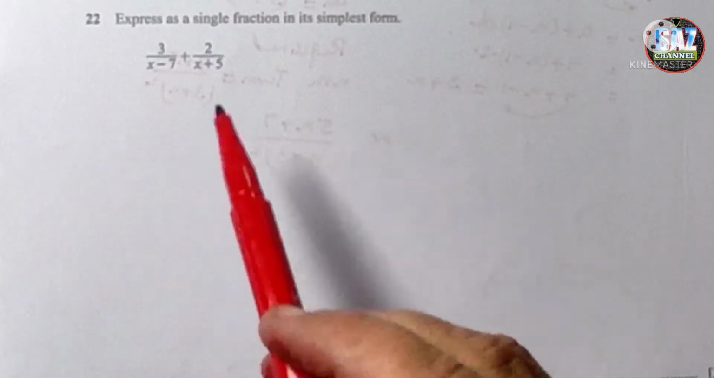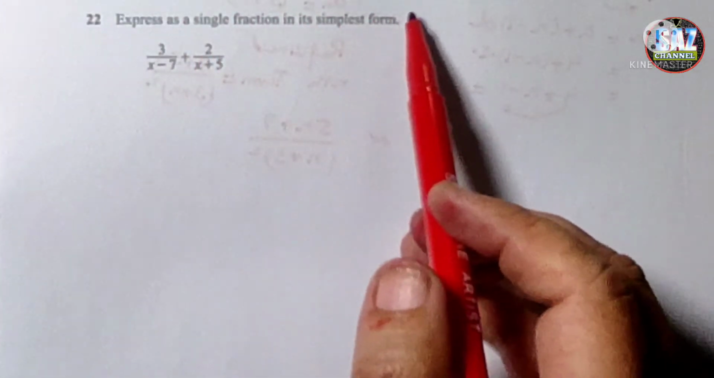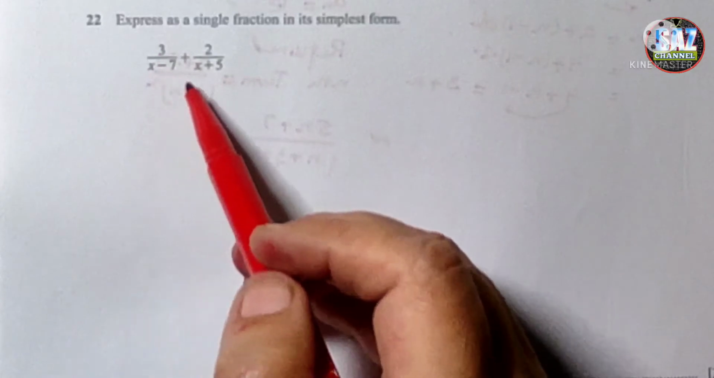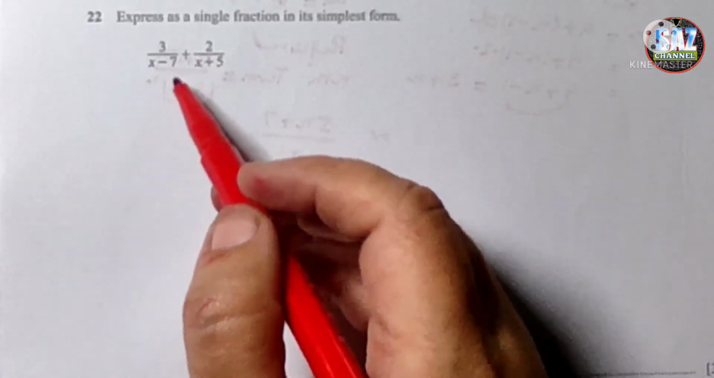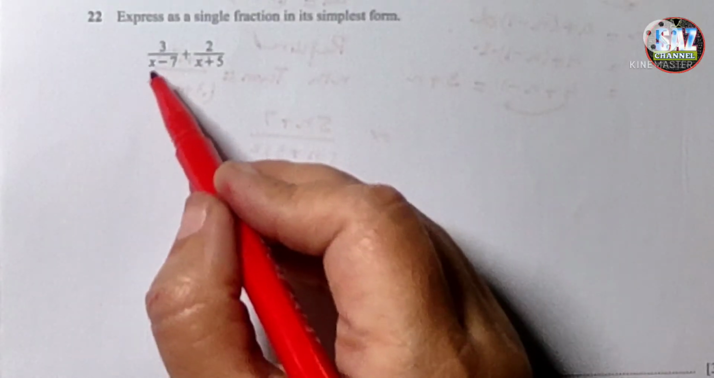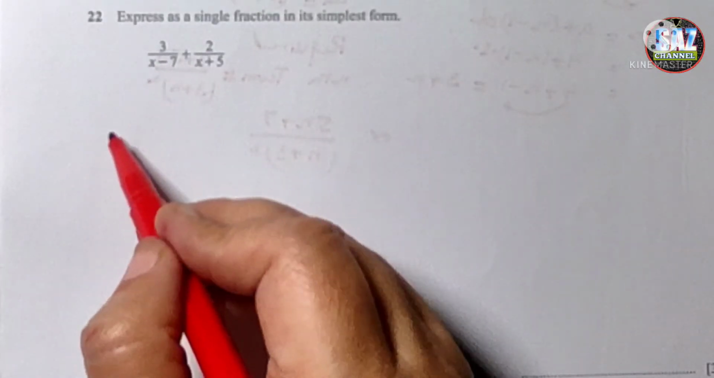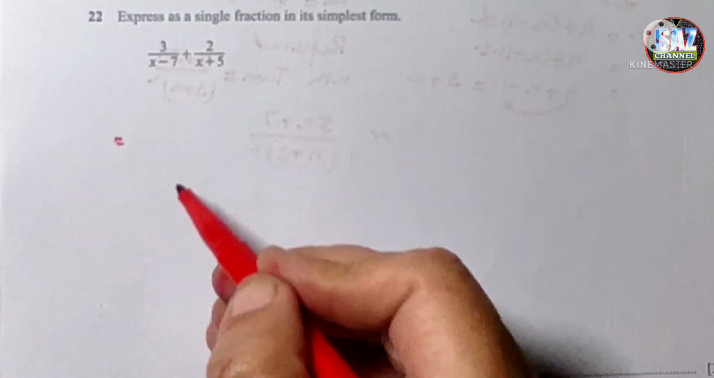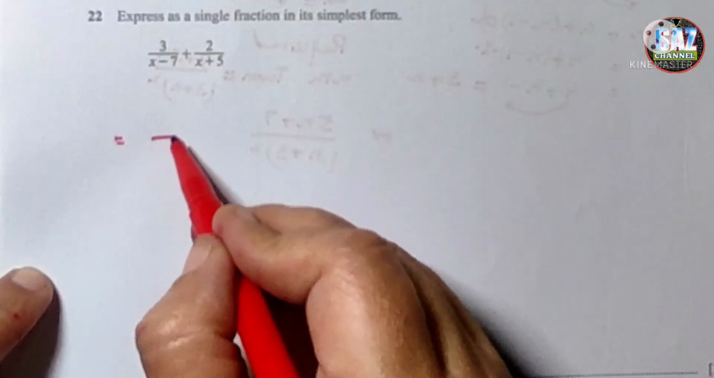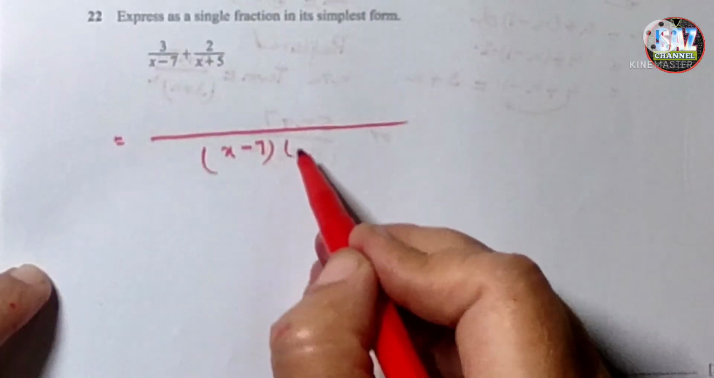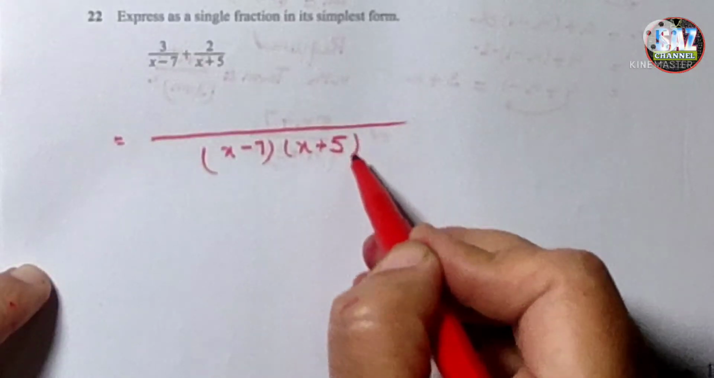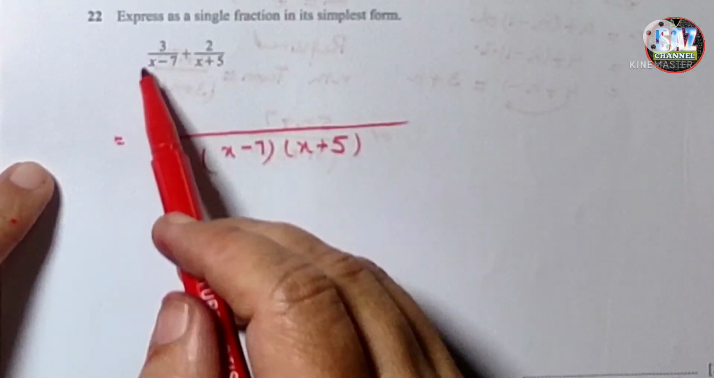The next question says, express as a single fraction in its simplest form 3 over x minus 7 plus 2 over x plus 5. Again, D1 chapter number 4 or 5, or D2 chapter number 6 has to be really important and clear. Look here, the denominators are different, so we can take the LCM by simply multiplying these two denominators, x minus 7 into x plus 5.